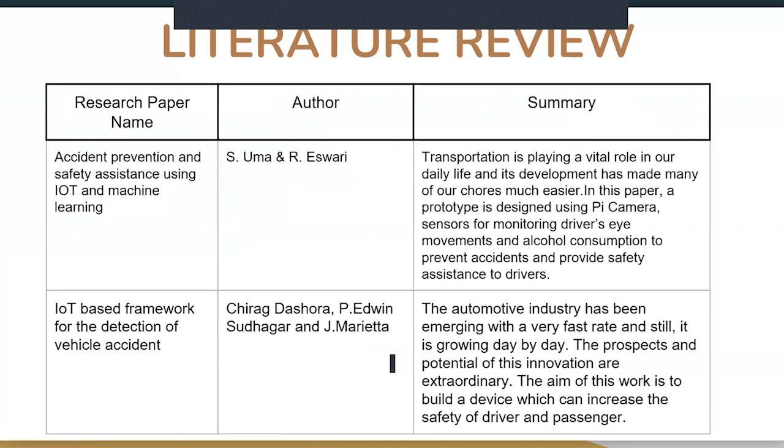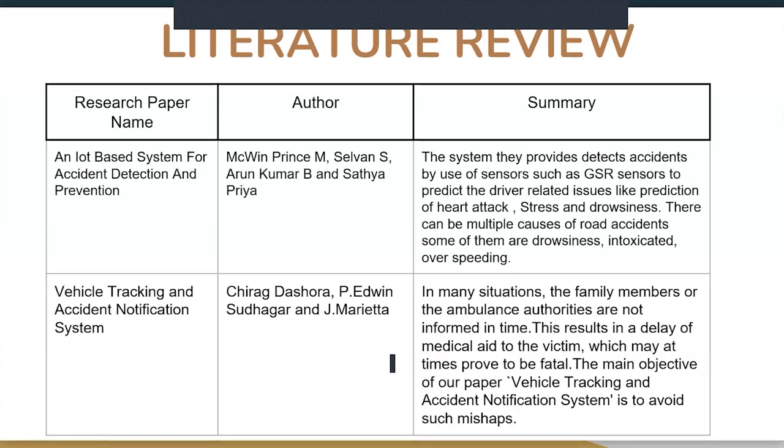So for the literature, these are some papers which we studied before our project: accident prevention and safety assistant using IoT and machine learning, then IoT based framework for the detection of vehicle accident, and IoT based system for accident detection and prevention, vehicle tracking and accident notification system, and others.